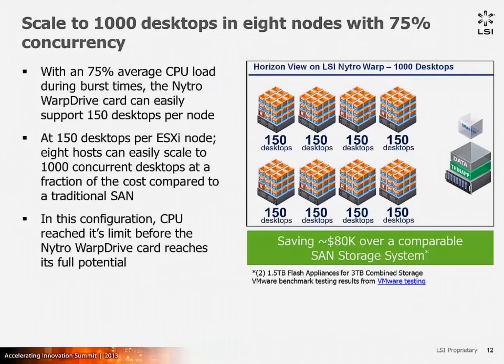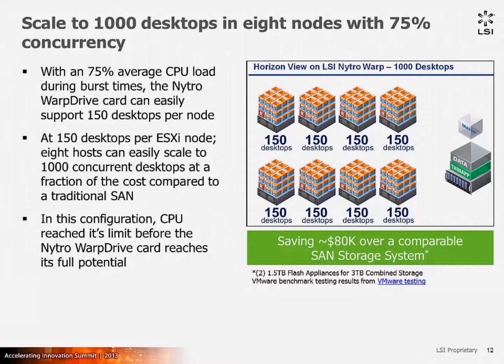They also wanted to test to see, okay, now that I can do this on 2, what if I had more nodes? How far could I go up, and how fast could I go, and how many basically desktops could I support? And in this case, with this average 75% average CPU load during burst times, they were able to support 150 desktops per node.